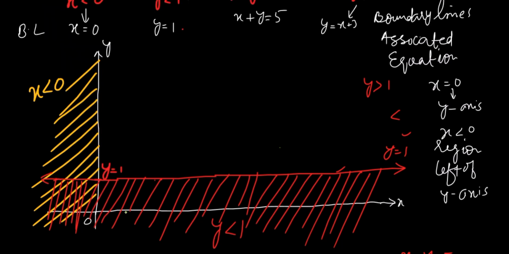Suppose this is x is equal to 1, 2, 3, 4, 5. This is x is equal to 5. Similarly, suppose this is y is equal to 1, 2, 3, 4, 5. This is y is equal to 5 here. Now we join these two intercepts with each other like this. So extend this line.